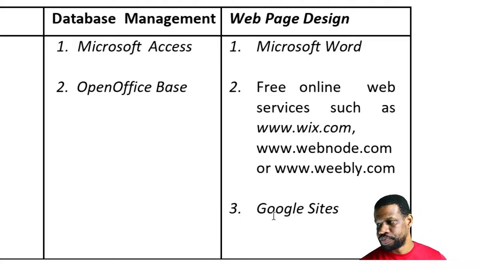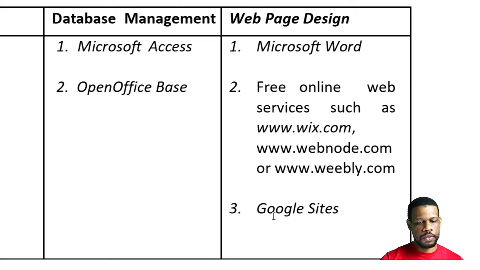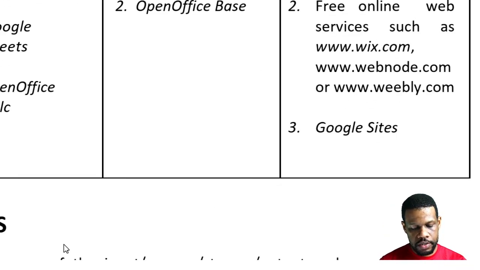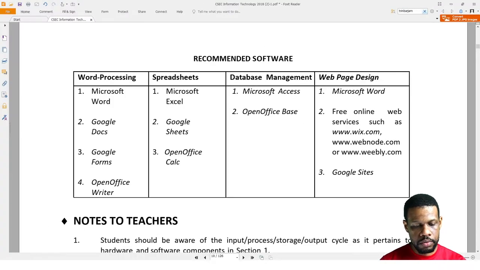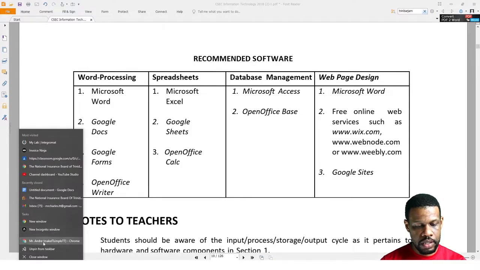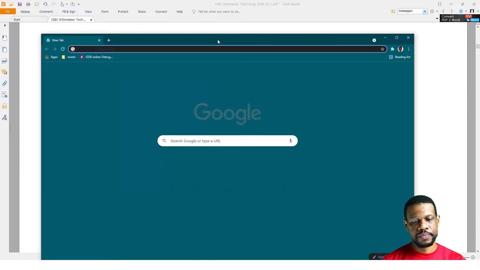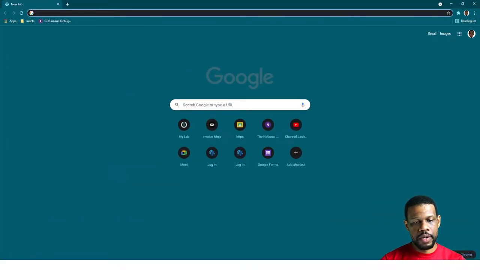So let me get this thing going now. All right, so to do Google Sites, your first job is to go on your web browser, because everything is going to be done in your browser, which is the best part of this. Everything is done in your browser, so you don't have to download any program, you don't have to do anything. And you go into, what's your website?